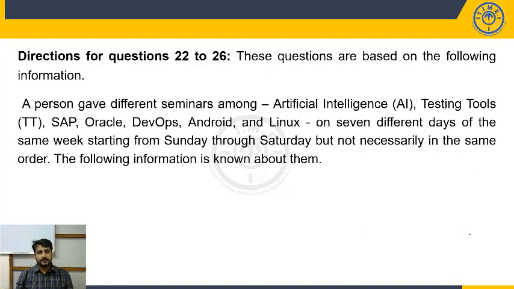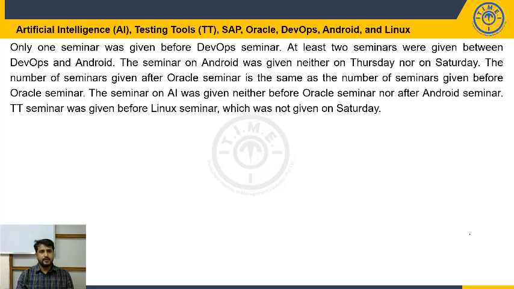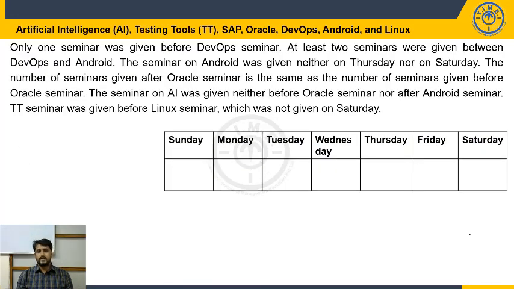Okay, again we have a puzzle set. A person gave different seminars among artificial intelligence, testing tools, SAP, Oracle, DevOps, Android and Linux on 7 different days of the same week starting from Sunday through Saturday, but not necessarily in the same order. Okay, let's see. What will be the basic structure? Days, Sunday through Saturday.